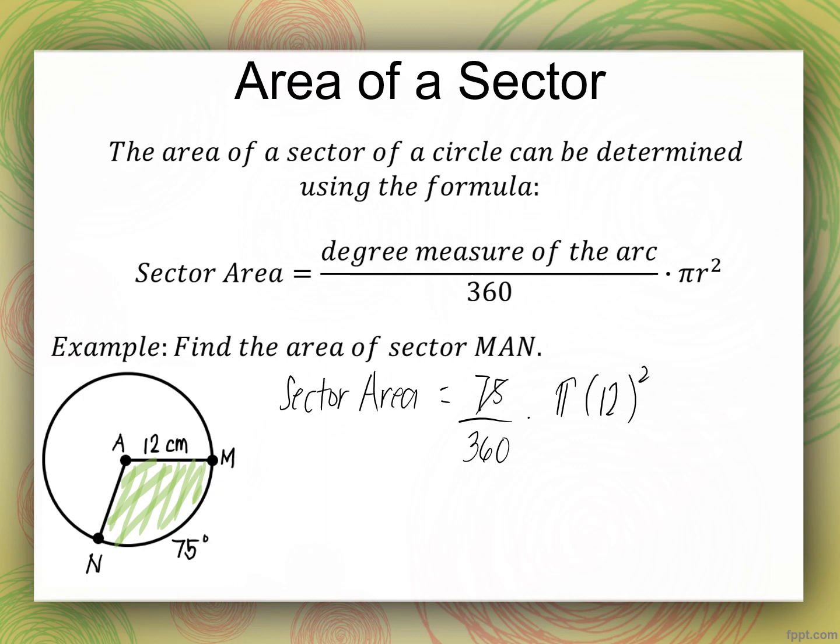Simplifying, the same as the previous one, this would be 5 and this would be 24. Now we can also cancel out one of the 12s here, so we'll only have one 12 left, and this would be 2, and then we can simplify further. 2 and 12, this would be 6. So 5 times 6 is 30 pi. And our unit is square centimeters. So the area of sector MAN is equal to 30 pi square centimeters.